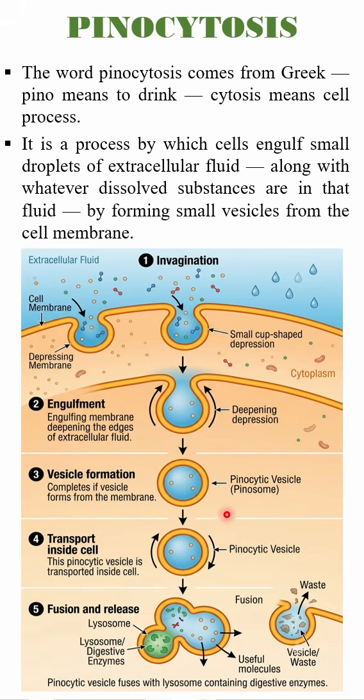So this is how pinocytosis occurs: invagination, engulfment, vesicle formation, transport inside the cell, fusion and release. So pinocytosis is a process by which cells take up extracellular fluid and dissolved substances by forming these small vesicles.